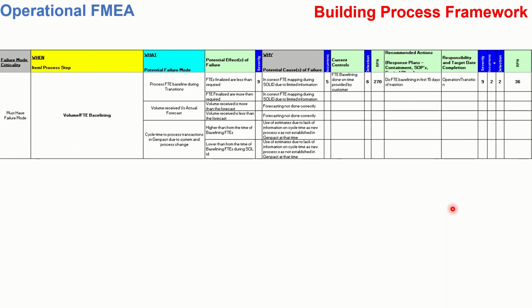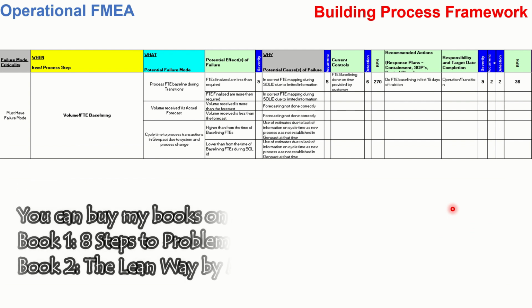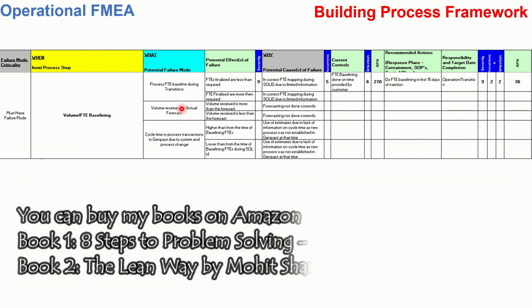The most important part of any BPMS methodology or any BPMS project is to create operational failure mode effect analysis, in which the failure mode is identified. I'll take one example to explain. Volume or FT baselining is the process step that has to be performed. Potential failure mode is what is to be done. Process FT baselining during transitions. Potential effect of the failure is if this is not done correctly, what will happen? Full-time employee finalized are less than the required number.